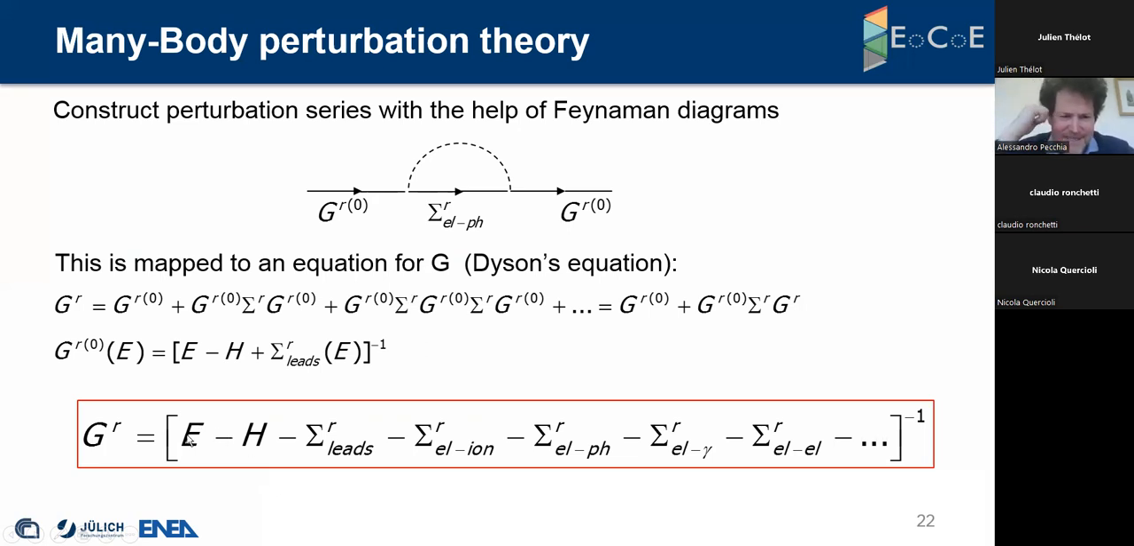And you can construct a whole series of perturbation. And in the end, you realize that the Green's function is really something that looks like that. You have the self-energy of the leads that we introduced before, but you can also add the electron ion self-energy, the electron phonon self-energy, photon, electron, electron. So all the interactions can be mapped into appropriate energy-dependent self-energies. Of course, this is the theory, then computing them is another business, but in principle, you can do that.